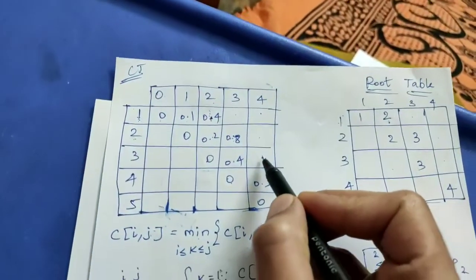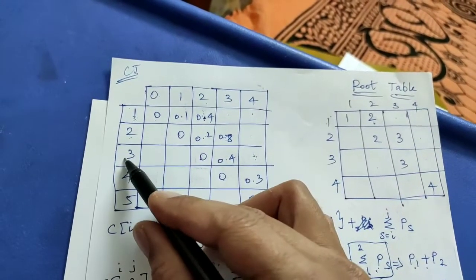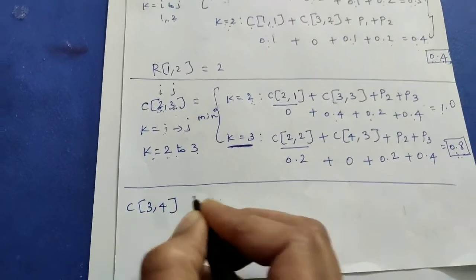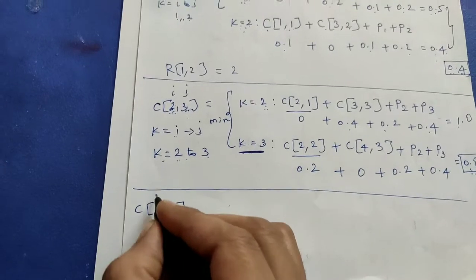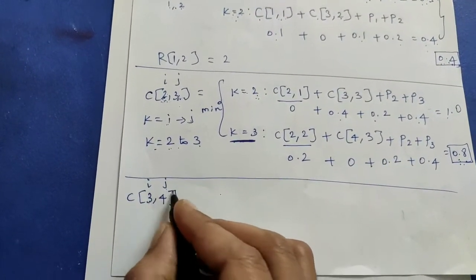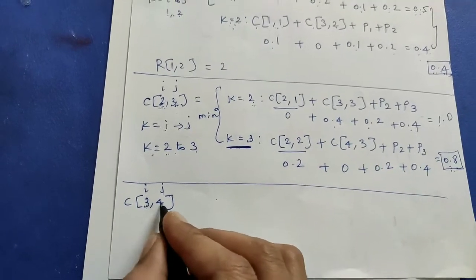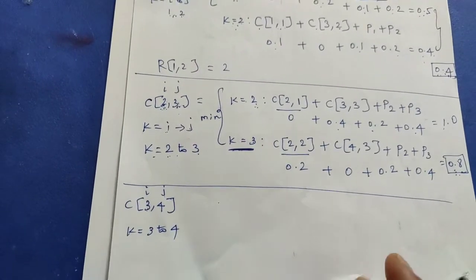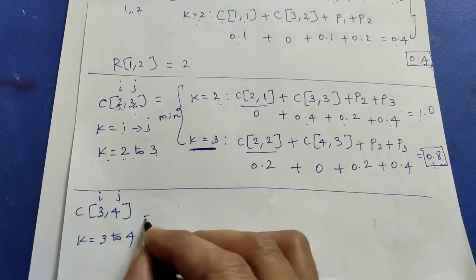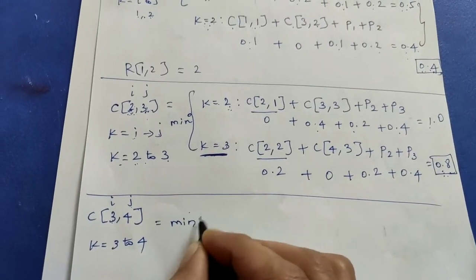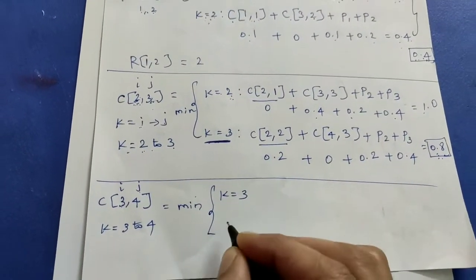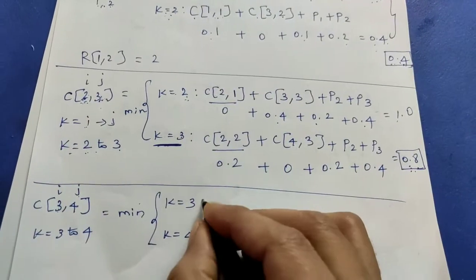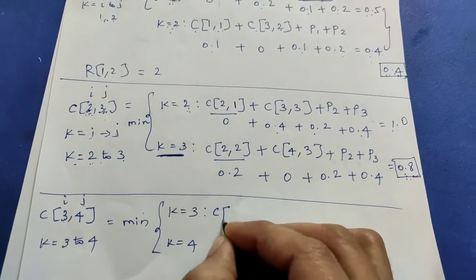What is the next location I need to find out? This is a location. What is a location index position? 3 comma 4. So find out C of 3 comma 4. This is the next location. So this is I, this is J. In between I and J, there is no number missing. It is continuous next to each other. So k value starts from 3 to 4. Apply the formula. Minimum of k is equal to 3 you need to process, k is equal to 4 you need to process. If I process k is equal to 3, let us see the formula.